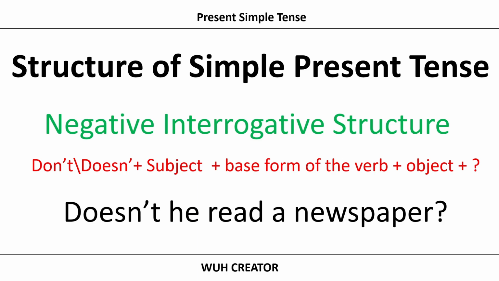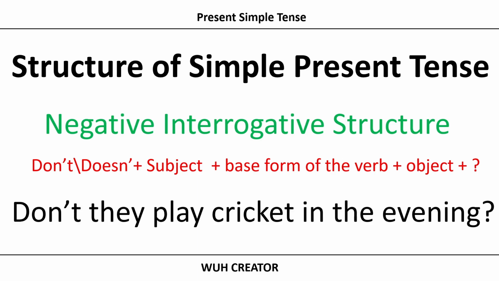because it is interrogative. The last example of the day is, don't they play cricket in the evening? The sentence don't they play cricket in the evening is a negative interrogative sentence in the simple present tense. In this sentence, don't is the contracted form of do not, and it works as the auxiliary verb used because the subject they is plural.